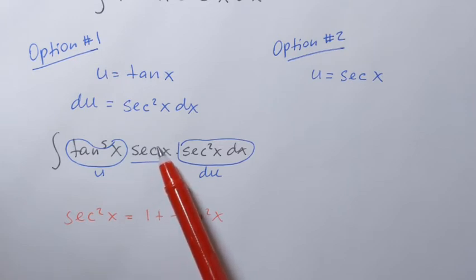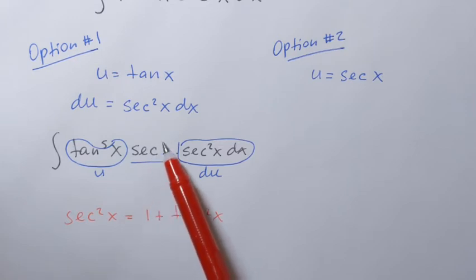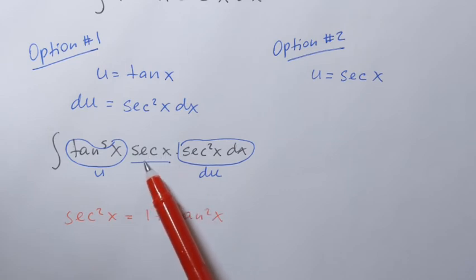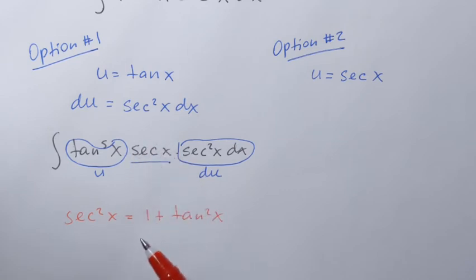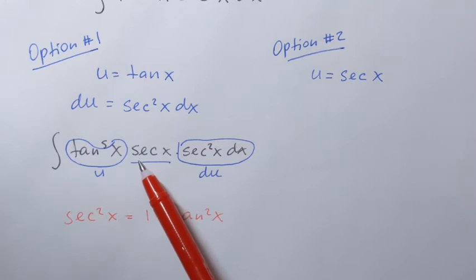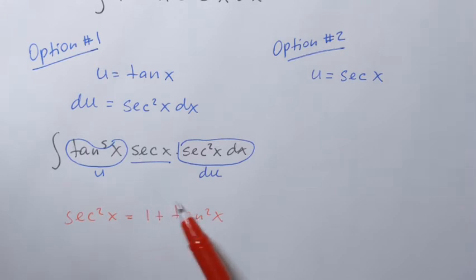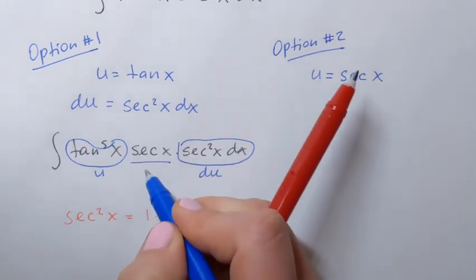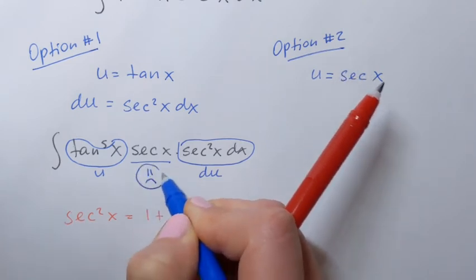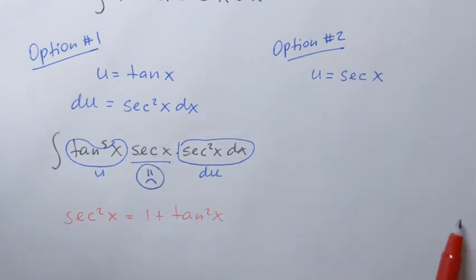If it's power 4, I can deal with that. I can rewrite it as the power of 2, and so on and so forth. But if it's an odd power, well, it looks like there's nothing I can do. So from what I can see right now, that option does not work. Let's try option number 2.